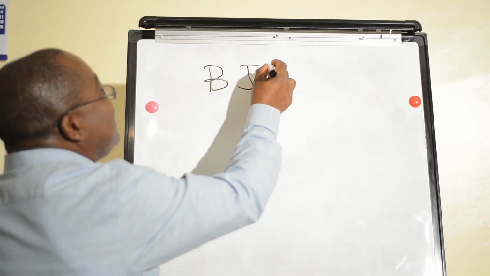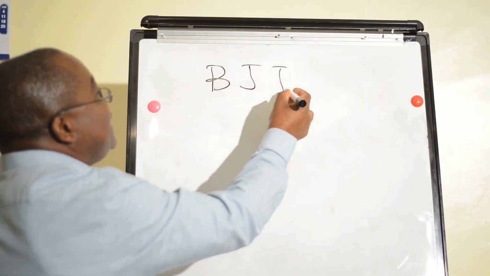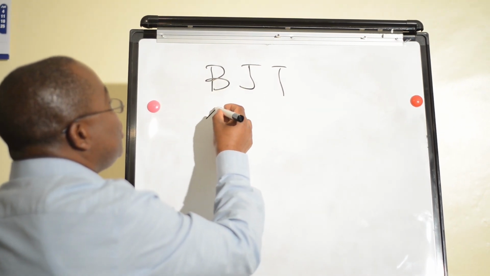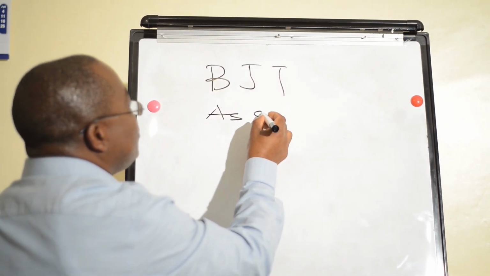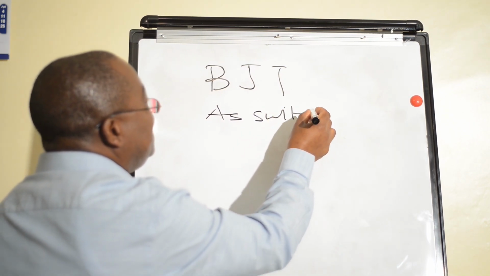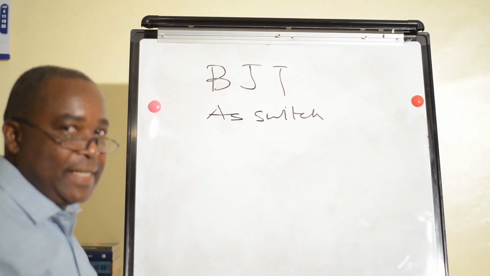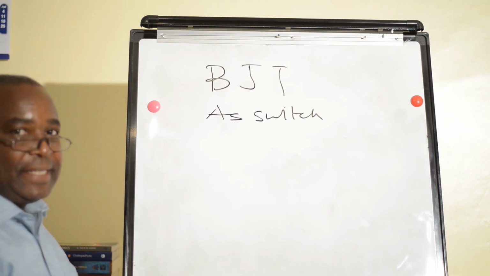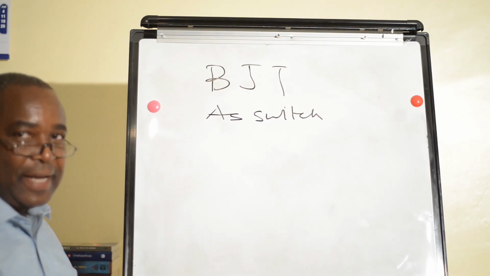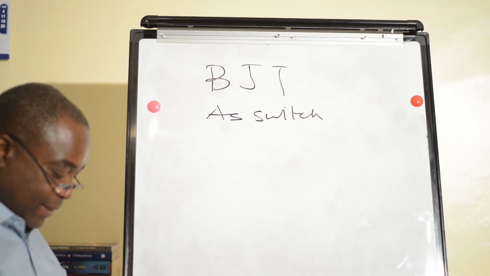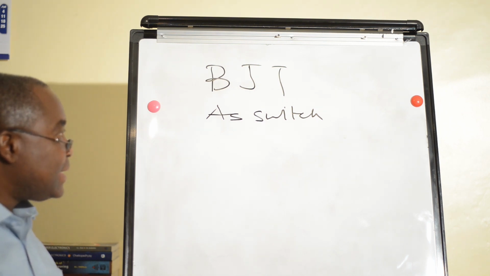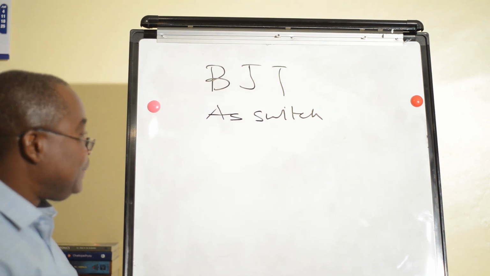Bipolar junction transistor, in short BJT, as a switch. Why we say as a switch is because a small current controls a high current. We apply a very small current in order to control a high current. Let's see a circuit of a transistor as a switch.